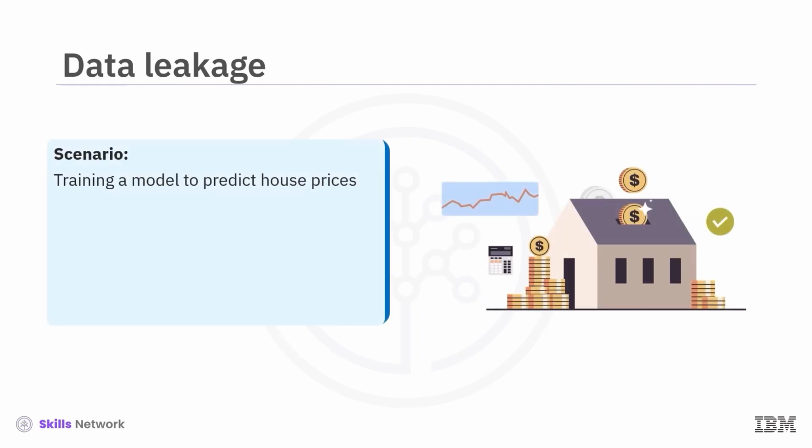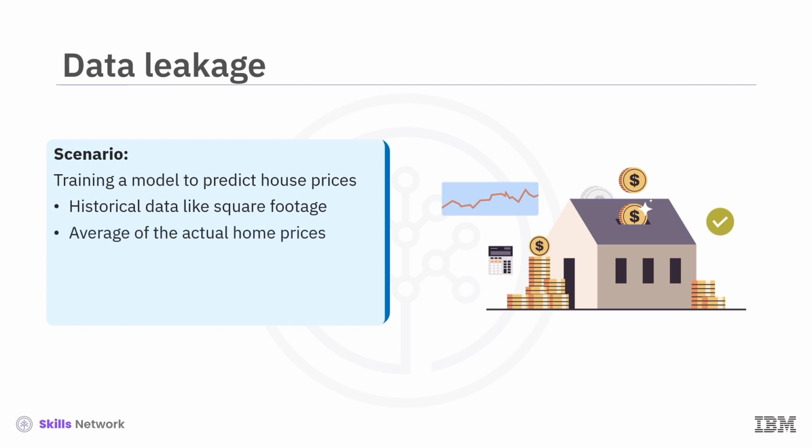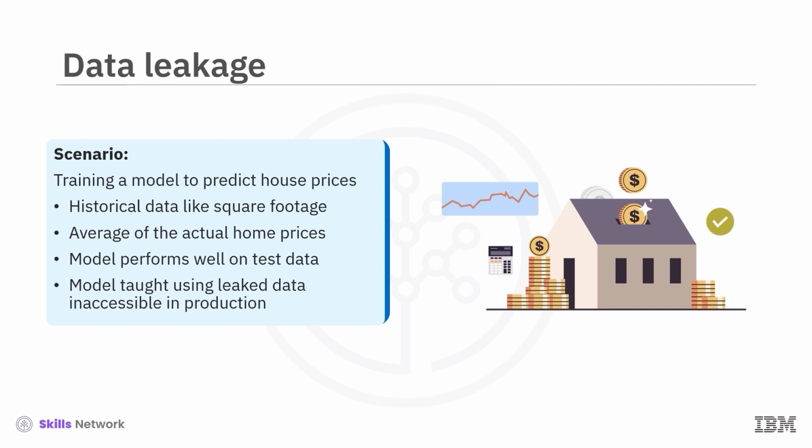Imagine you want to train a model to predict house prices. Along with historical data like square footage, you engineer a feature using the average of the actual home prices over the entire data set. You are pleased to see how well your model performs on the test data. However, your model was taught using data that was leaked from the future and that it can't access in production. Without this access, deploying your model won't perform as well as you thought it would, given the test results.